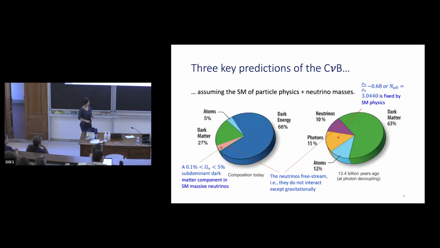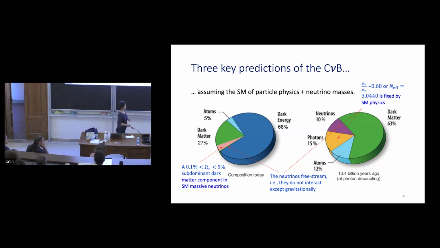There are several key predictions of the CNuB that you've heard in various forms in this meeting. You can talk about the energy density contained in this neutrino background at early times, which gives rise to the prediction of N effective of 3.044, from standard model physics. We also have the possibility that these neutrinos form a subdominant dark matter component, where the reduced energy density in neutrinos, omega nu, would be between 0.1% and 5%. Measuring this contribution is tied to neutrino mass bounds from cosmology.